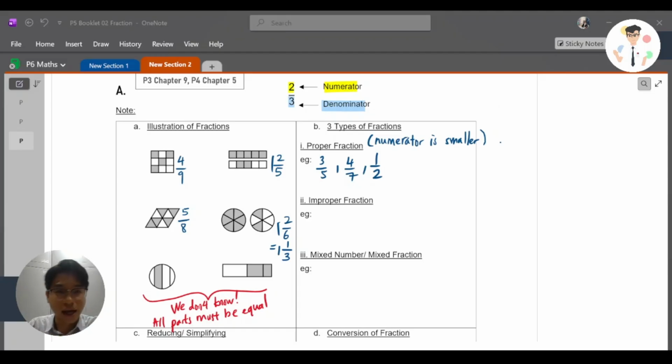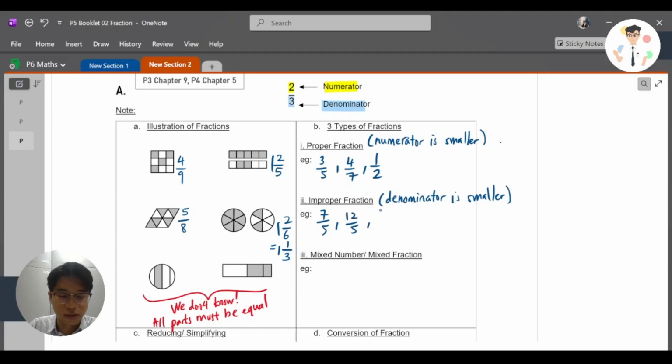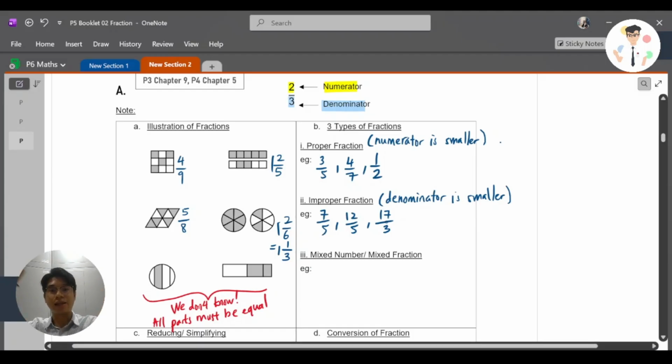On the other hand, if the denominator is smaller, then we call it an improper fraction. Some examples are 7 out of 5, maybe 12 out of 5, maybe 17 out of 3. You can see the number on top is bigger than the number at the bottom. And that is called an improper fraction.